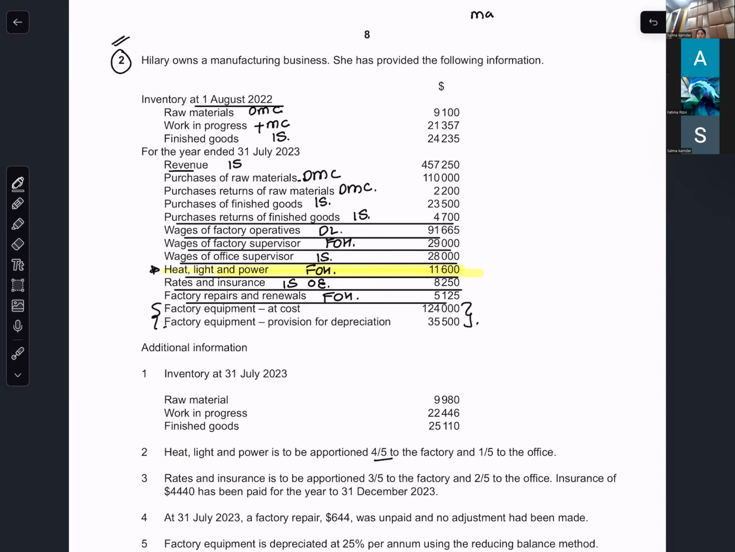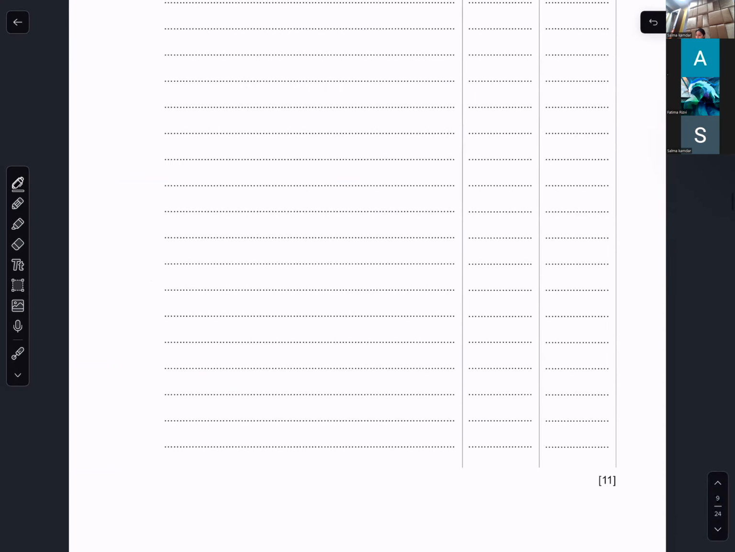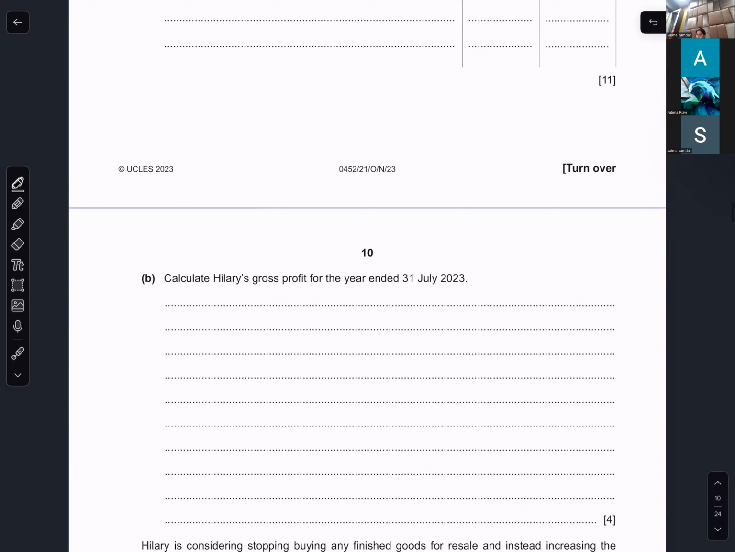In this question, they want us to make two things: the manufacturing account and the income statement. Manufacturing account is made to find out what? Cost of production. And an income statement? Profit for the year. Gross profit and profit for the year are for the income statement. So they want us to make a manufacturing account and only find the gross profit. Are you with me?